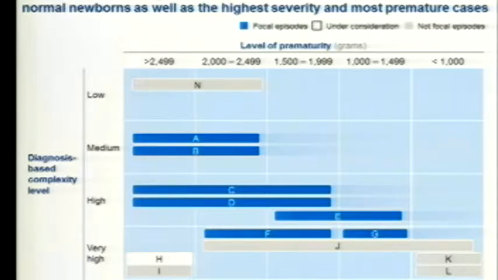You'll also see N at the top, the lowest severity normal newborns above 2,000 grams. The 15,000 of those for Medicaid. Blue Cross has a large number of those as well. That's not being addressed right now in this initiative.